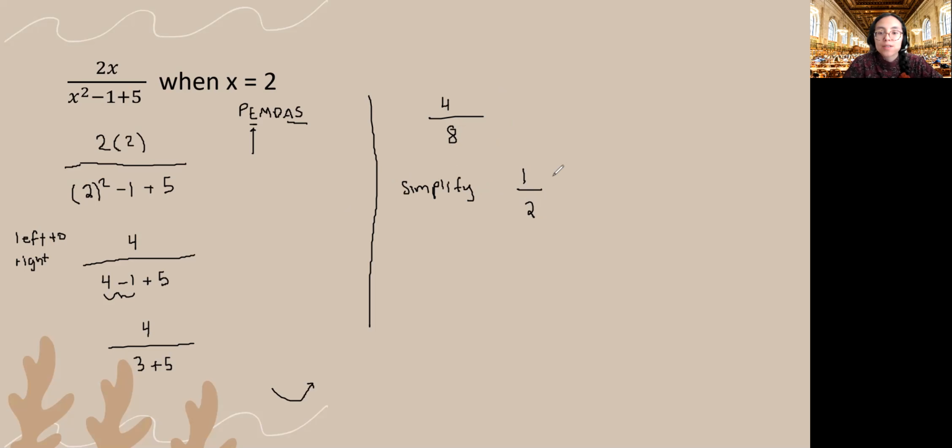Okay. So this would be our simplified answer. And what I did was I just divided. Let me go ahead and show you. In order to simplify, I just divided this by 4, and I divided this by 4. So 8 divided by 4 gives me 2, and 4 divided by 4 gives me 1, and that's as far as I can simplify this fraction. So that would be my answer.